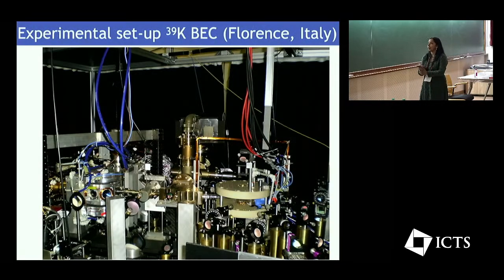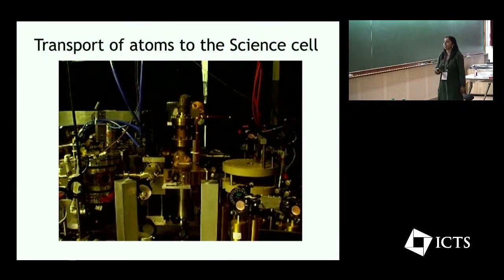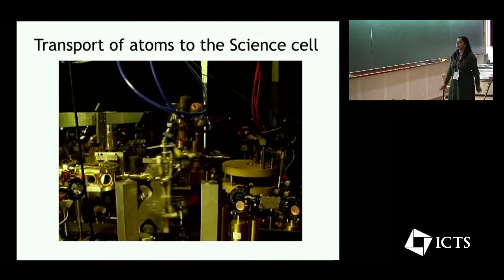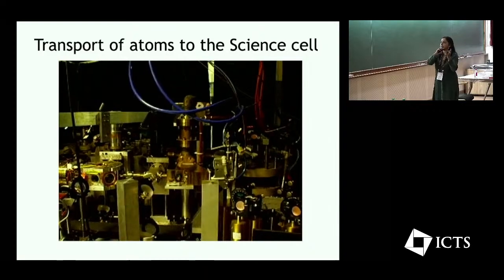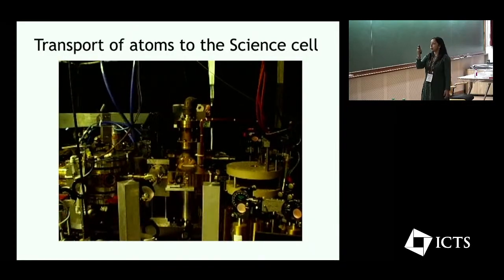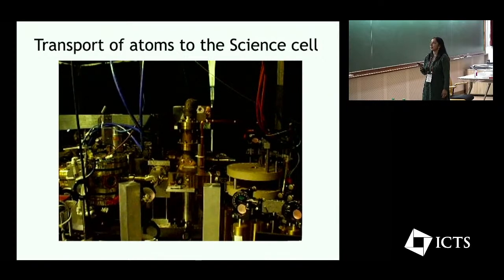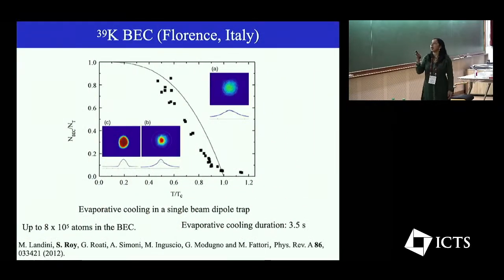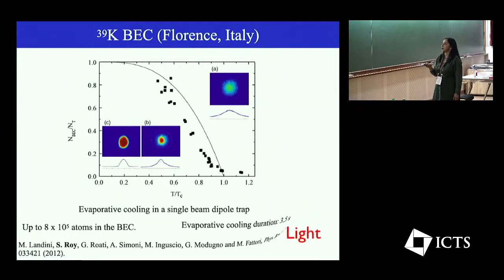I had worked on another Bose-Einstein condensate experiment during my postdoc in Florence in Italy. Here it had an extra step, which we called a science cell, where the Bose-Einstein condensate was produced. Here you can see this extra step. The atoms were transferred to the science cell, and there we used to produce the Bose-Einstein condensate. Here you can see above the transition temperature, you have a thermal cloud, and then you have the bimodal profile of BEC and thermal gas, and then you have a pure Bose-Einstein condensate.